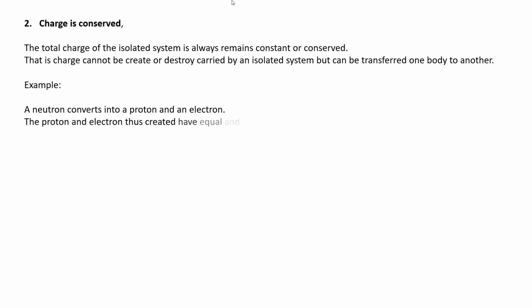The proton and electron thus created have equal and opposite charges. The total charge is zero. Yes, for example, the proton has 1.6 into 10 raised to minus 19 coulomb, and the electron will also have the same magnitude, 1.6 into 10 raised to minus 19 coulomb. But one is positive, another is negative, so the addition of these two charges becomes zero. Yes, those are not destroyed, but the total addition of the system is zero after the creation.